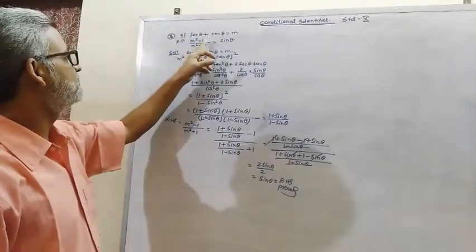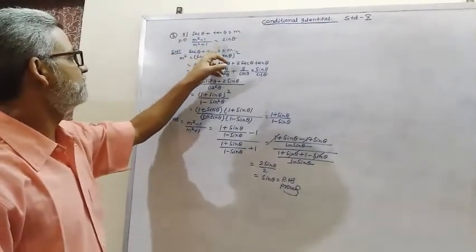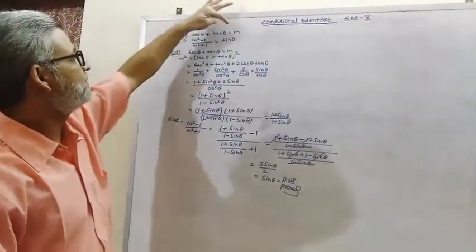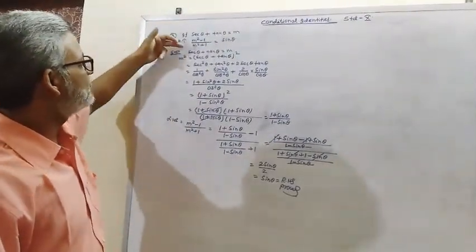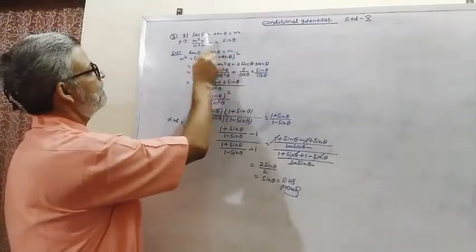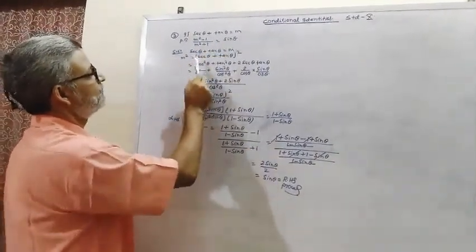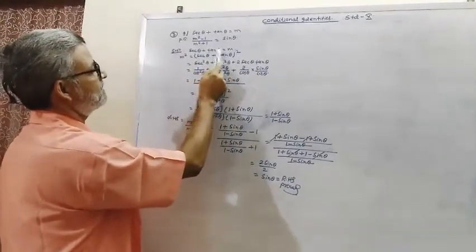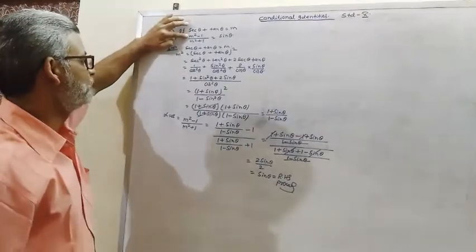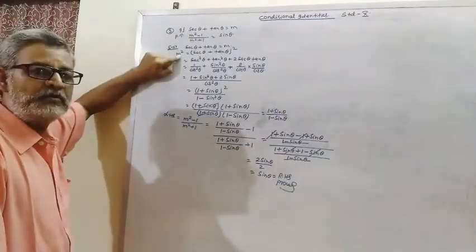then prove that m square minus 1 by m square plus 1 is equal to sine theta. Some values are given, and in terms of that, something is given to prove. So now m is equal to sec theta plus tan theta. Here we require the m square value. So now first we will find out the value of m square.